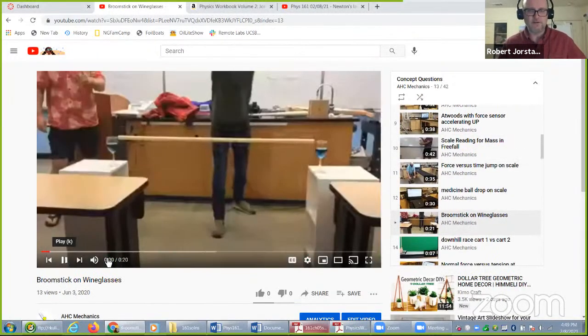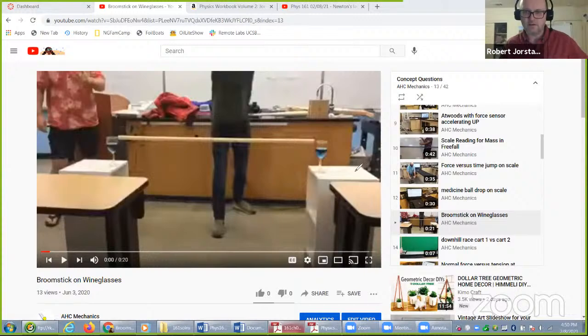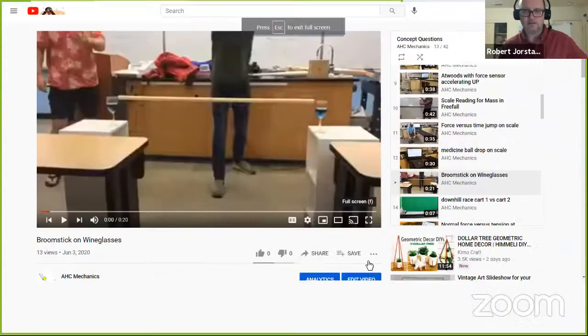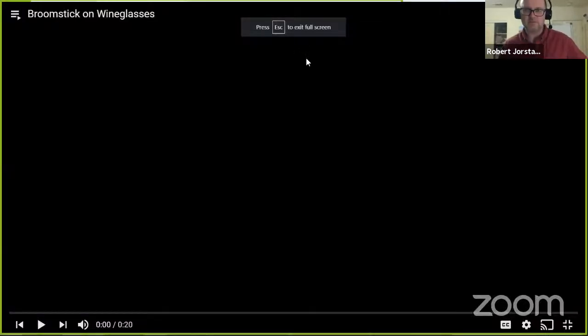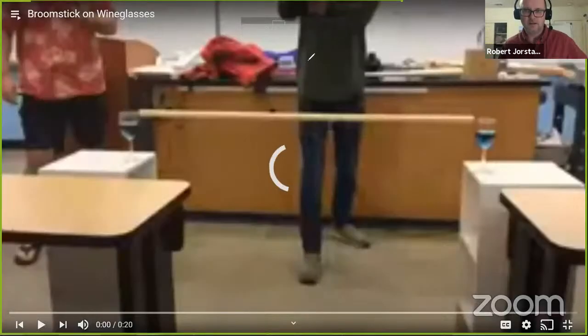So here's a video of the broomstick on the wine glasses. Now, this is the second one on that page. Let me move this out of here. Now, one of the things that you can't see, it's a little blurry. In the ends of this broomstick, I put some pins. And those pins are what's resting on the edge of this wine glass.